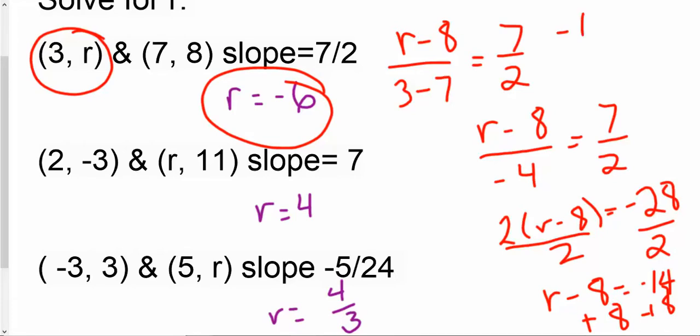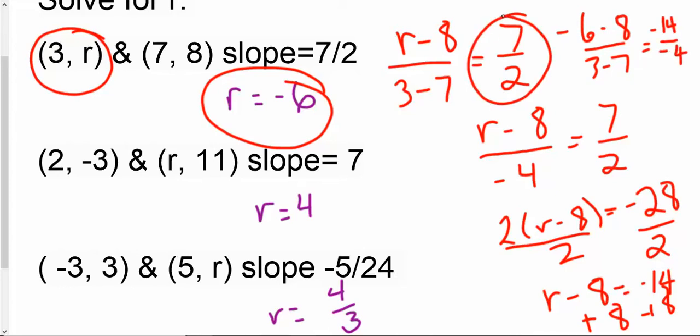If we check that out, we get negative 6 minus 8 over 3 minus 7, which would be negative 14 over negative 4, which, hey, that makes sense. That gives us 7 over 2.